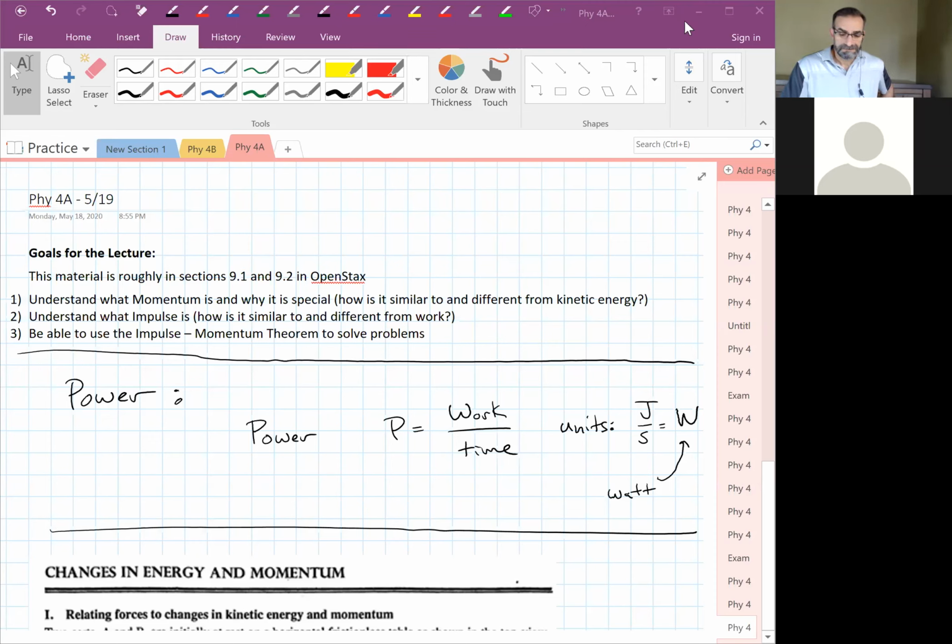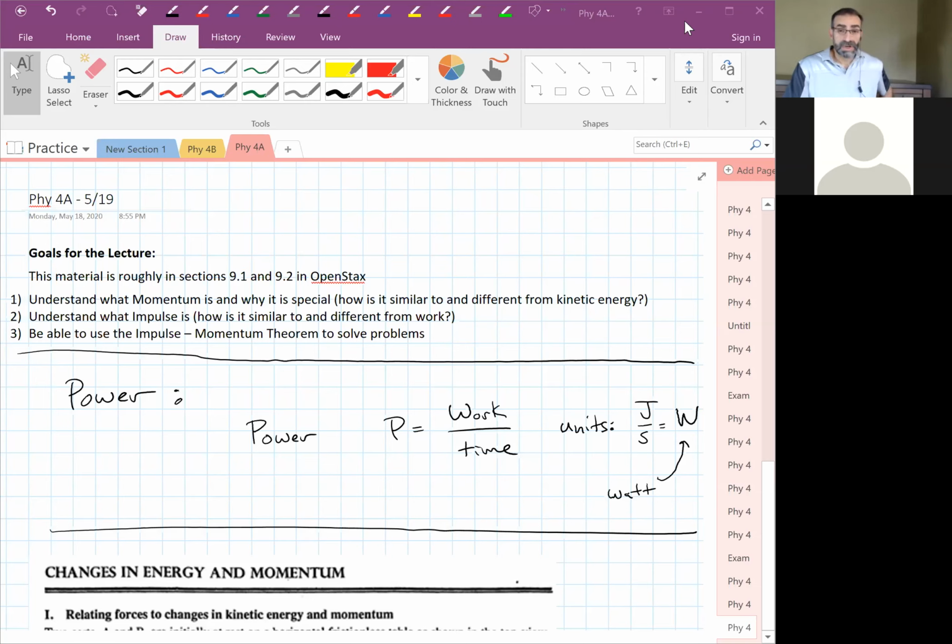Good morning. All right, we will start momentum today. But before we do that, one last little topic to cover for work and energy, and that's power. We don't use it a lot in physics 4a, but you'll use it in physics 4b a lot, and in physics 4c. So I just want to make sure you understand what power is and why it's useful.